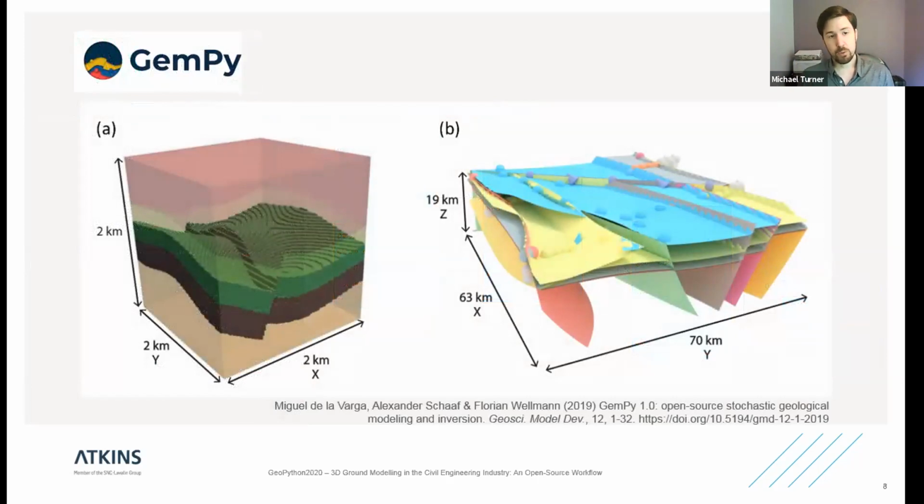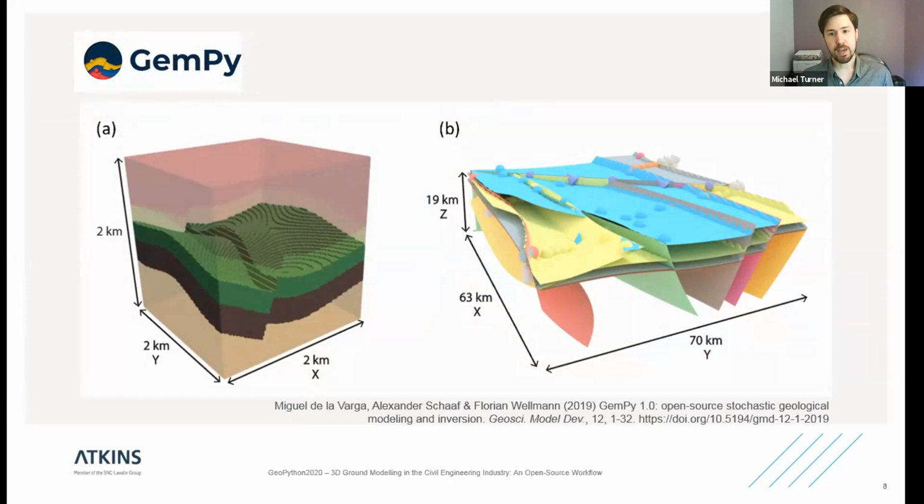So next, after we'd ingested the data, we used Genpi to generate the ground model. These are a couple of the standard examples published in the paper shown, which set out the version 1 methodology for Genpi. The work that I've done here was with version 2, and I think they're already up to version 2.2. So it's being really actively developed as a project.